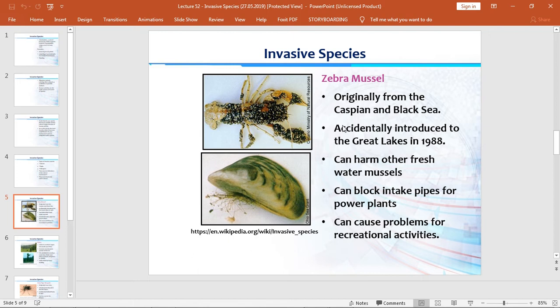Zebra mussel, originally from the Caspian and Black Sea, accidentally introduced into the Great Lakes in 1988, can harm other freshwater mussels, can block intake pipes for power plants, can cause problems for recreational activities.